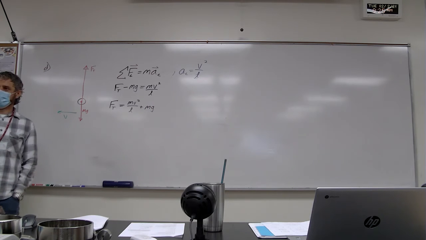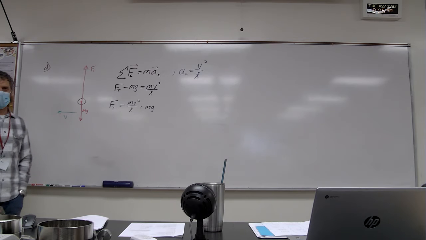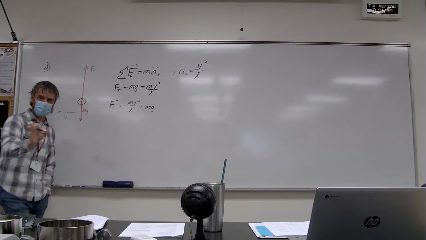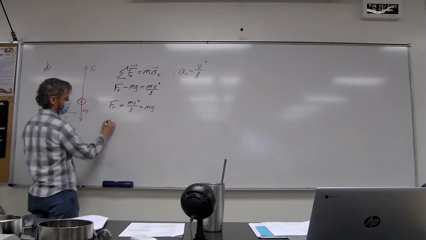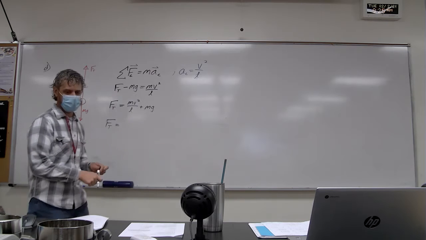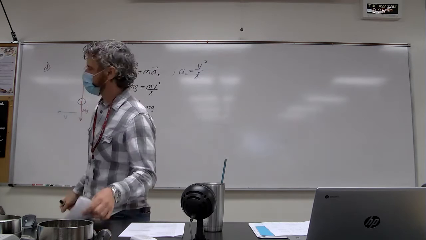Not everyone brought mass to the party, so I can't just cancel out the masses, right? And so now I just plug and chug. The physics is done. At this point, it's just arithmetic. I just plug in the values and chug it out. The mass of the pendulum is 1.5.